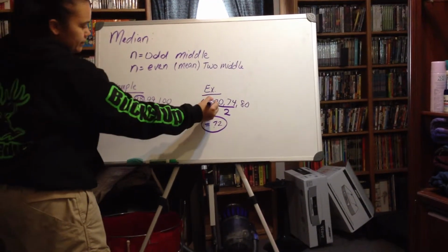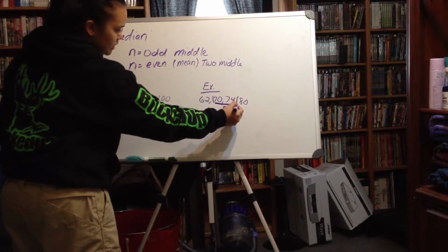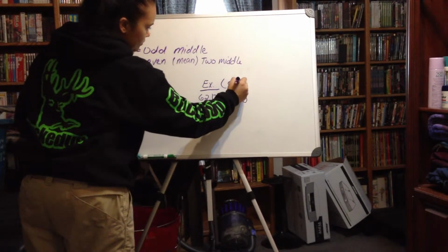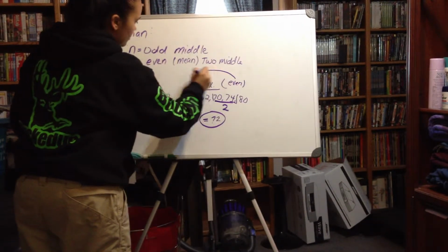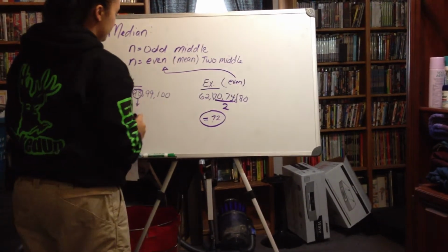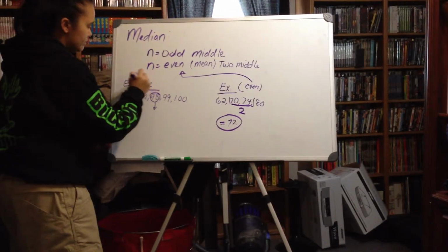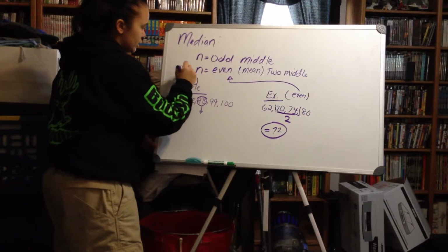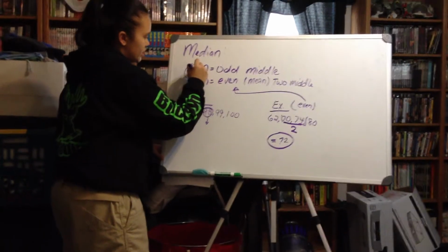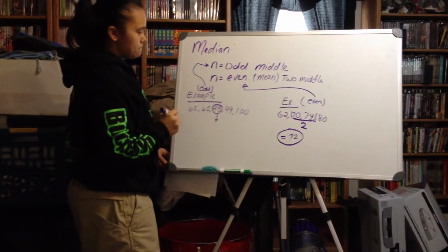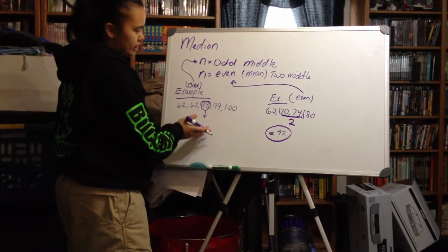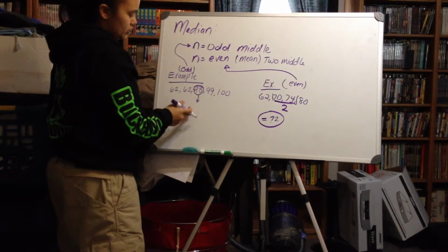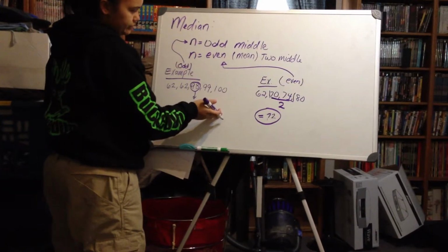Because right here would be this one, because this one is even. And because this one is odd, it would end up being this one. Those are the only 2 ways to wind up finding the median. So you would wind up doing it 1 of 2 ways here.